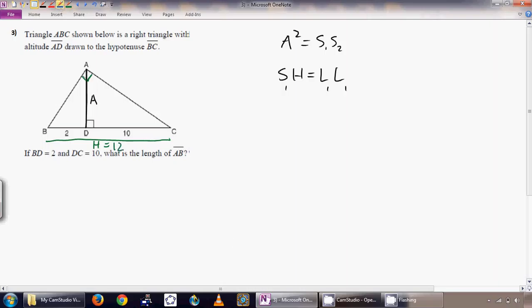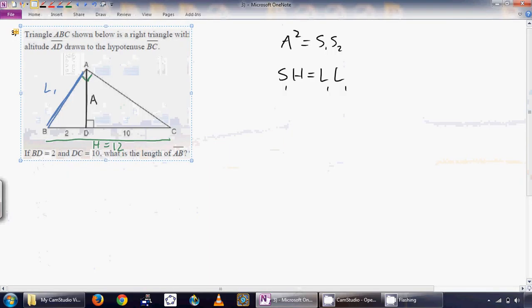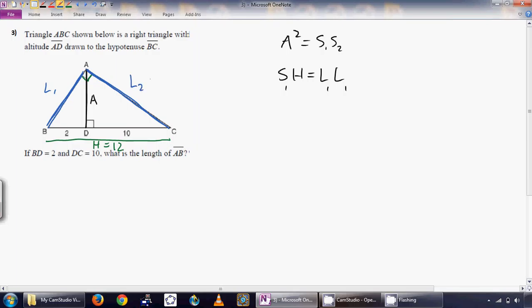If BC is my hypotenuse, then these must be the legs. BA I'll call leg 1, and AC is leg 2. If those are my legs, then these pieces here are my segments. This will be segment 1, since that's leg 1, and this will be segment 2, since that's leg 2. I've already listed my altitude, so now I'm ready to go.